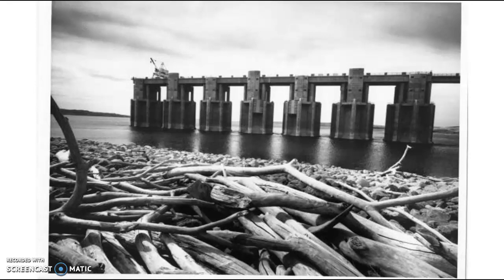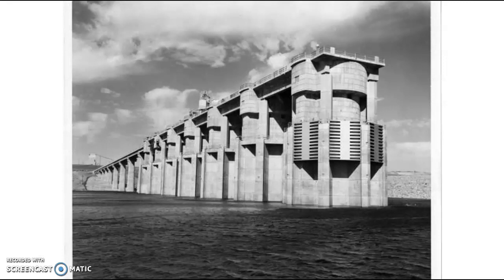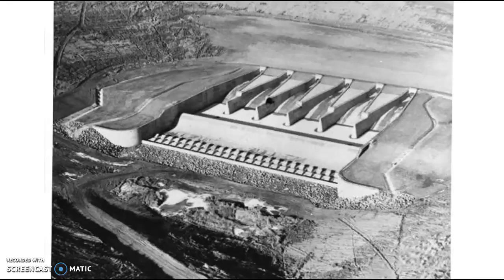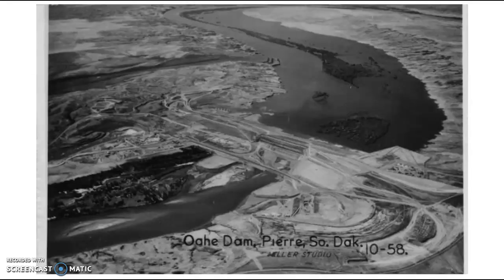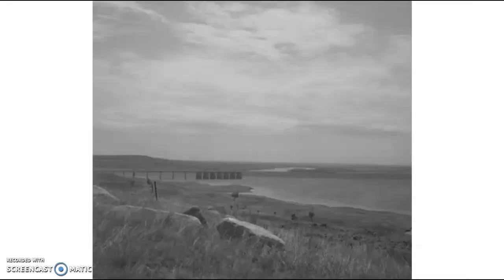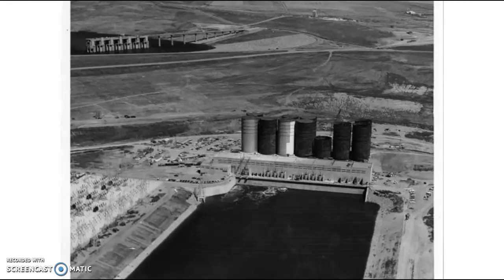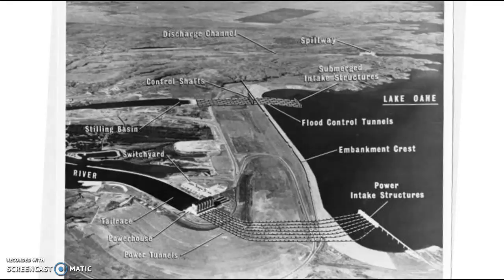This is a picture of intake control towers as they're being built. And this is what they look like when they're finished. This is the dam and reservoir. And this is the reservoir when it is close to full. I like this picture because it's a diagram of what every piece in the picture is. So you might want to pause and take a look at that.